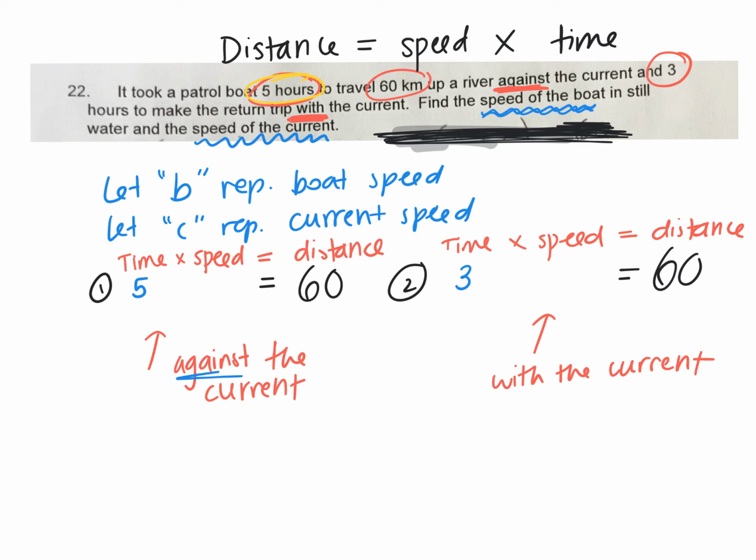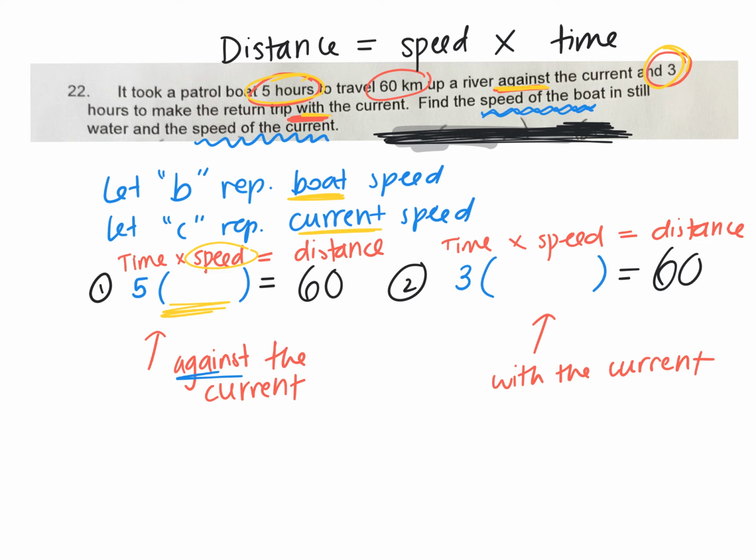It took the boat 5 hours to go against the current, and then 3 hours to make the return trip with the current. I need to take time, and I need to multiply it by the speed, but the speed is affected by the current. So the speed is represented by the boat speed and the current speed. We don't know what the boat speed is, and we don't know what the current speed is, but that will give us the speed of the boat altogether, right?